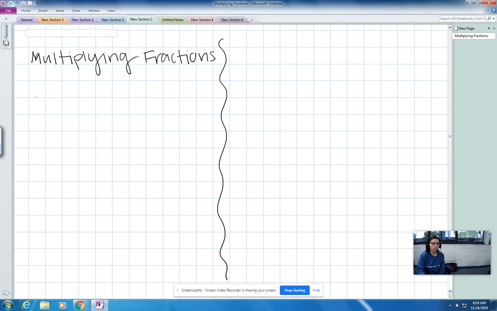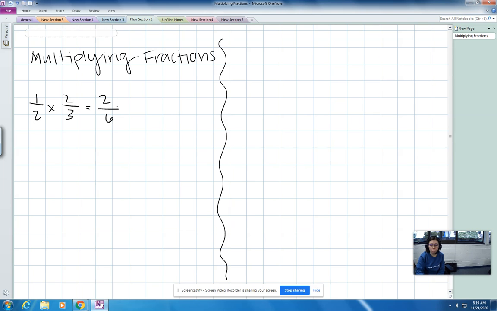So here's our first example. Let's do 1/2 times 2/3. When we multiply fractions, what we do is we multiply across the top and across the bottom. So 1 times 2 is 2, 2 times 3 is 6. But then we have to make sure that our answer is in simplest form, that we've reduced the fraction.